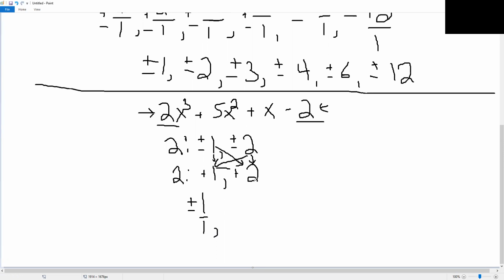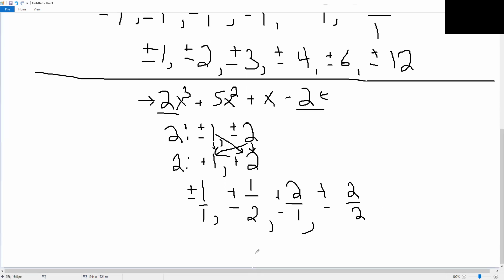And then we have this one, which is plus and minus 1 over 2. And then we have this one to this one, which is 2 over 1 plus or minus. And then we have plus or minus, I'm sorry, 2 over 2. Now, we need to simplify this.